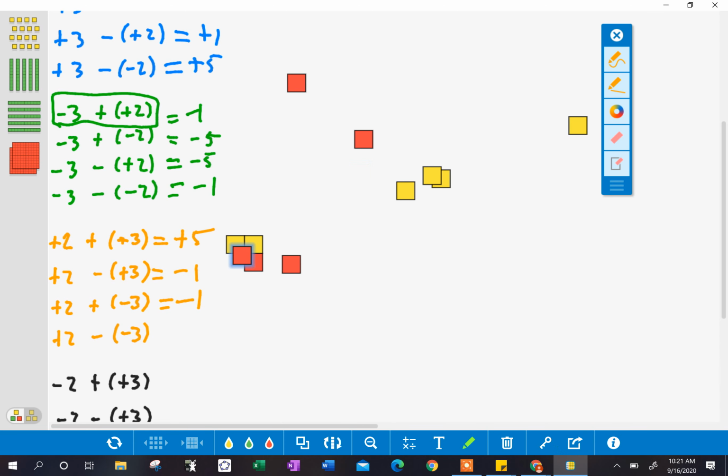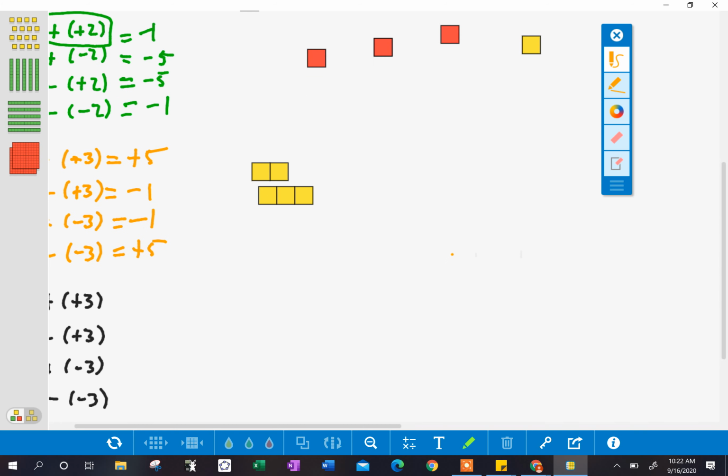All right, so now if I start, last one here, at 2 positives, and I take away 3 negatives, well, I don't have 3 negatives to take away. So in order to rectify that, instead of taking away 3 negatives, I have to add 3 positives, because that's the opposite. And I end up with 5 positives. So the opposite of taking away negatives is to add positives.